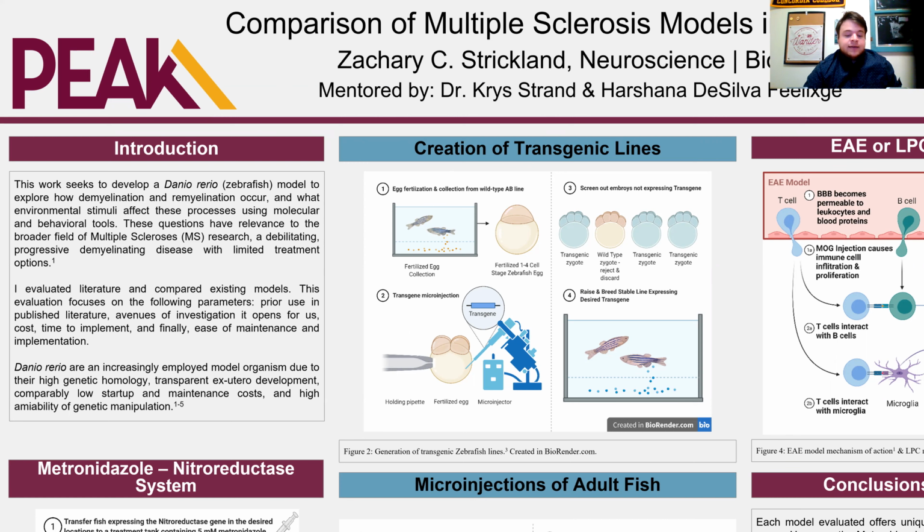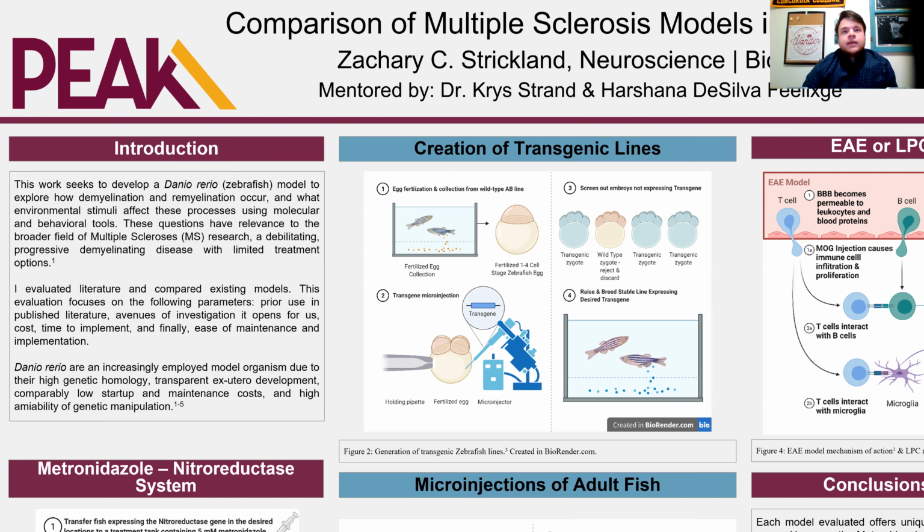For this project, I evaluated different model systems in literature based on how they've been previously used in publications, what types of questions we can ask using them, what they will cost us, both in terms of upfront costs and long-term costs, and how easy they would be to implement and maintain at Concordia. So diving in, the first thing we'll need to explore is how we would create a transgenic line of zebrafish. So we'll go through the theory behind that and then go into an example of a transgenic model that I think we could use.